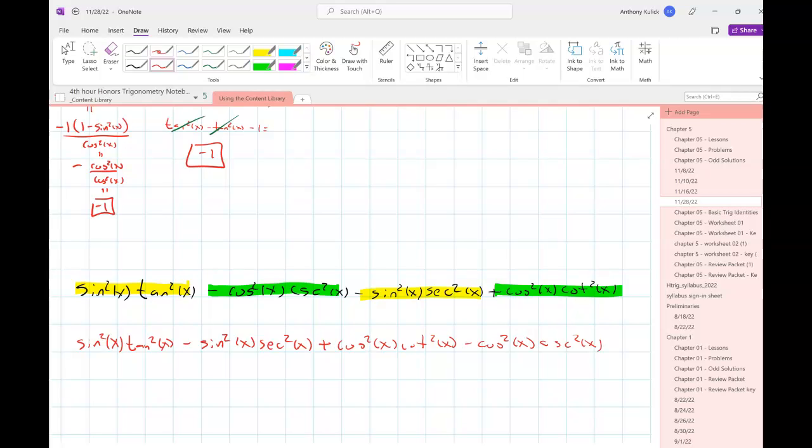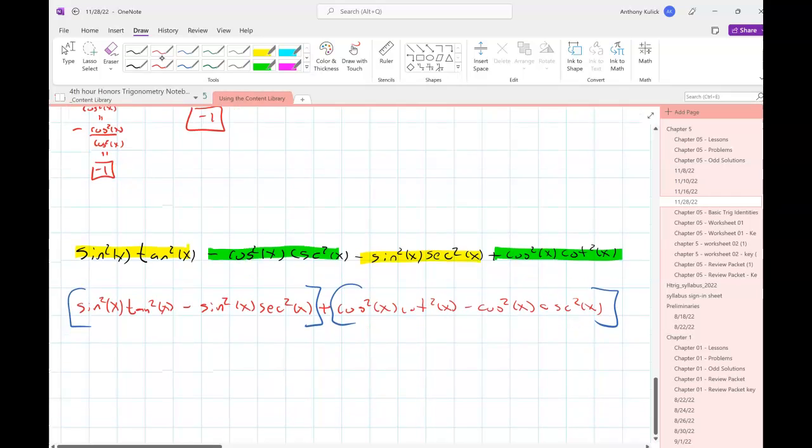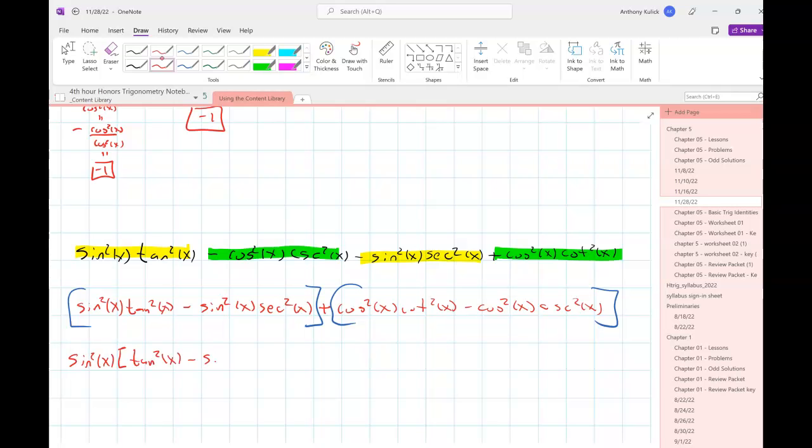Right? So I'm just going to start by rewriting that way. And then I'm going to do a factor by grouping kind of thing. So from the first group, my greatest common factor would be sine squared. From the second, the greatest common factor would be cosine squared.